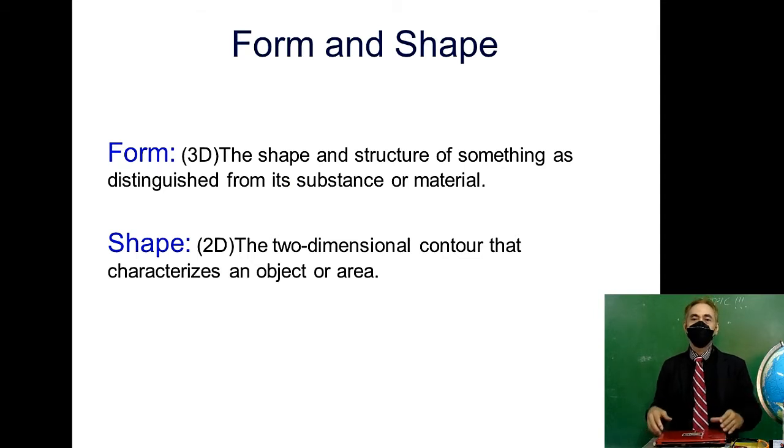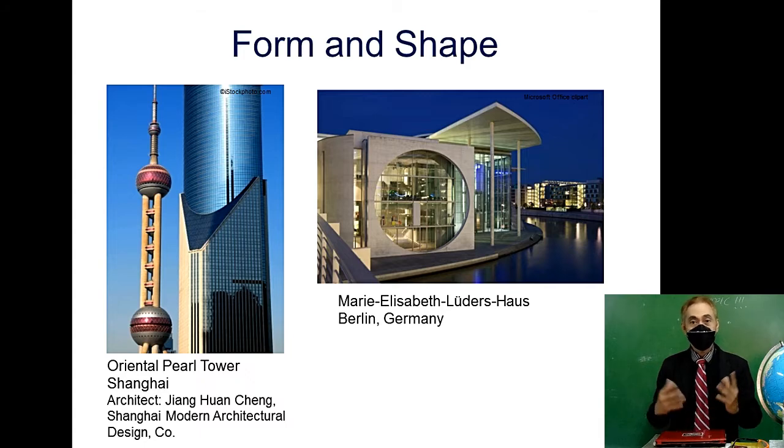Form and shape. Form is 3D, the shape and structure of something as distinguished from its substance or material. Shape is 2D, a two-dimensional contour that characterizes an object or area. The form and shape: the Oriental Pearl Tower, Shanghai, by architect Jiang Huanchang. This belongs to modern architecture. The Marie Elisabeth Lüders house in Berlin, Germany also uses different kinds of shape.